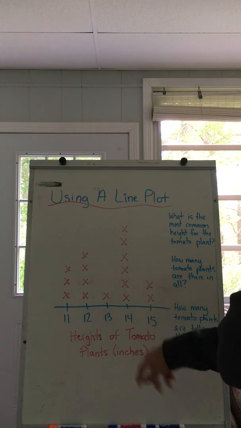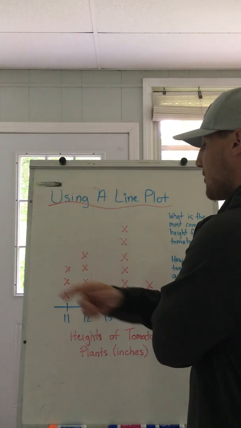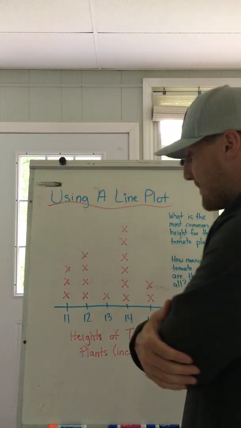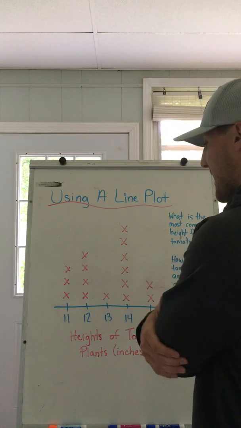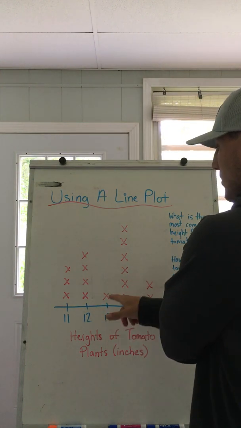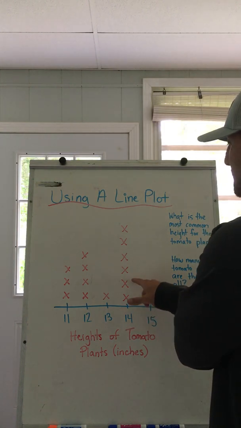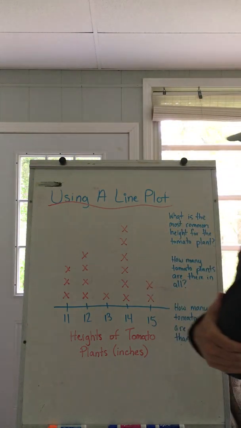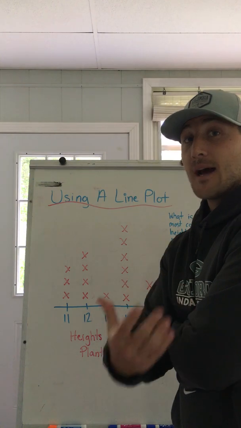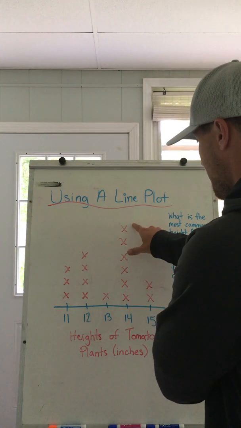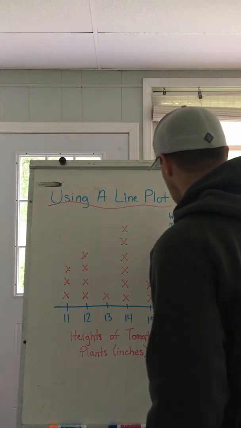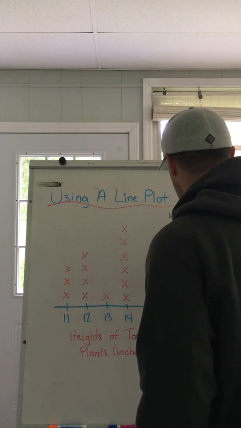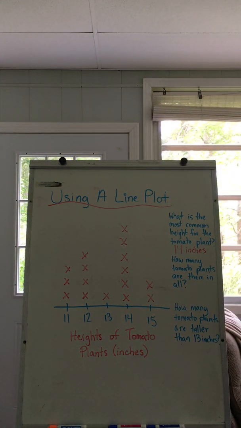Well, of the tomato plants, I can see that 1, 2, 3 of them were 11 inches tall because each X here is going to represent one tomato plant. 1, 2, 3, 4 of them were 12 inches tall. One of them was 13 inches tall. 1, 2, 3, 4, 5, 6 of them were 14 inches tall, and 1, 2 of them were 15 inches tall. So it looks to me like the most common height that we saw with these tomato plants was 14 inches. So I'm going to answer that with 14 inches. And I can label it inches because I know that's what we're talking about here.